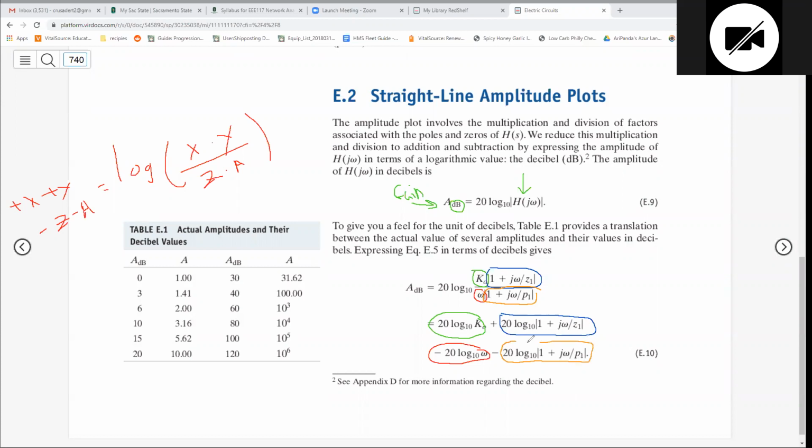Okay. So note we split out the function into individual things, right? 20 log K0, 20 log of 1 plus JW over Z1, negative 20 log of W, and negative 20 log of the pole. Okay. Any questions so far? I mean, this is the most critical part. Because then what we're going to do is we're going to analyze each one individually. All right.